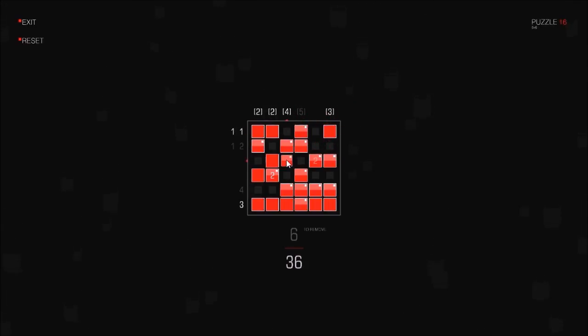Mark. Down 3. Mark. Right 3. Clear. Left 5. Clear. Up right 5. Mark. Left 4. Clear. Left 1. Clear. Down 3. Mark. Up right 1. Clear. Down 3. Mark. Right 3. Clear.